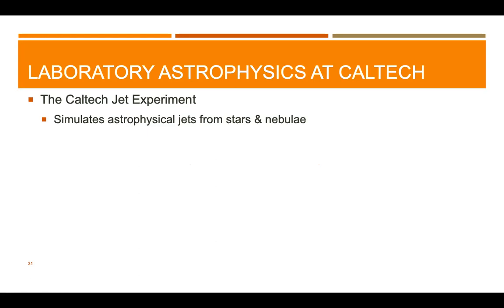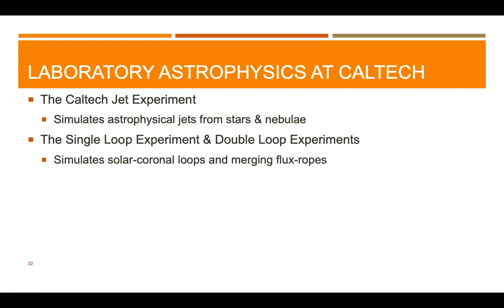This simulates astrophysical jets with stars and nebula. So think AGNs, YSOs. It's more applicable to YSOs than to AGNs. That's just how the scaling laws work out. It does not simulate relativistic jets, of course, because we can't accelerate a plasma that fast in the lab easily. We also have a single and double loop experiment. This is for simulating solar coronal loops and emerging flux ropes in situ.